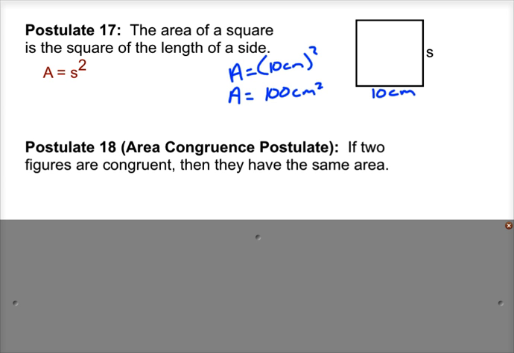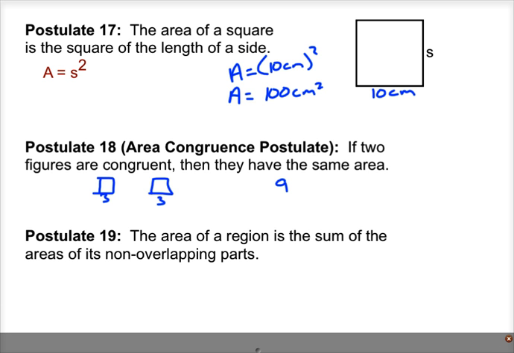Postulate 18, area congruence postulate. If two figures are congruent, then they have the same area. So if I told you that I had two squares and they both had the same exact side, then I would tell you that the areas are going to be exactly the same. They'd both end up giving you an area of 9.